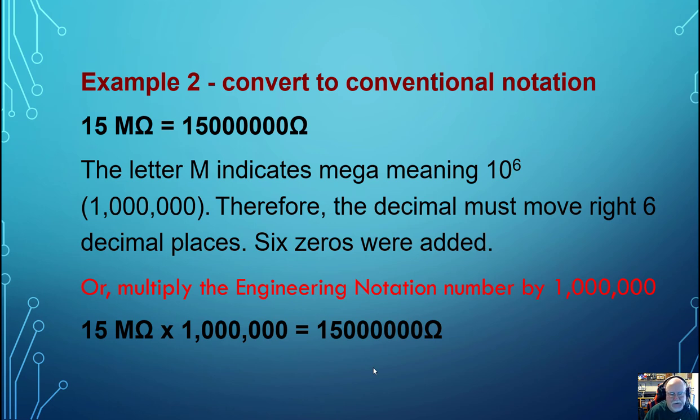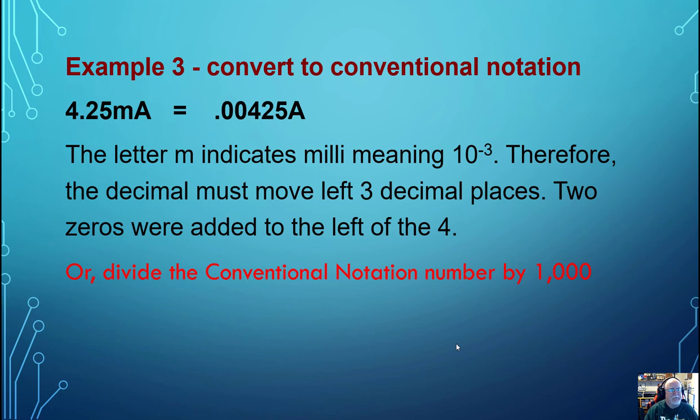6 zeros were added. Or we can multiply the engineering notation number by 1 million. 15 million times 1 million equals 15,000,000 ohms. Okay, let's look at another one.